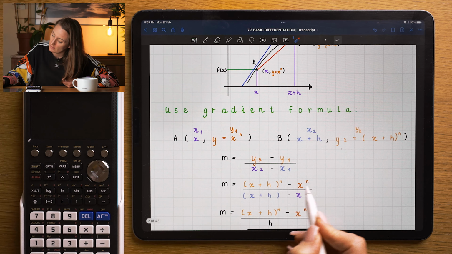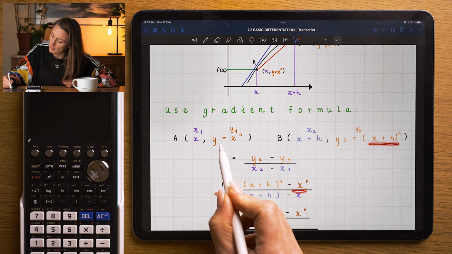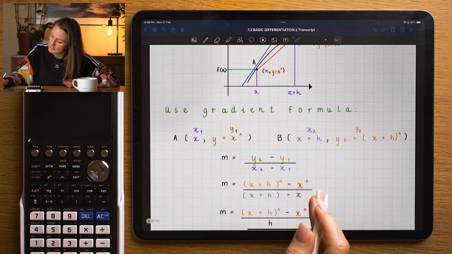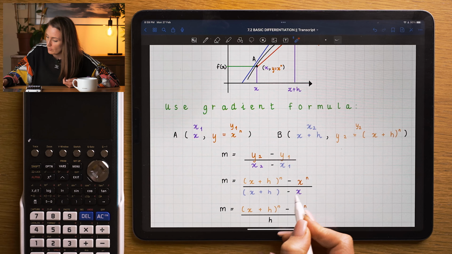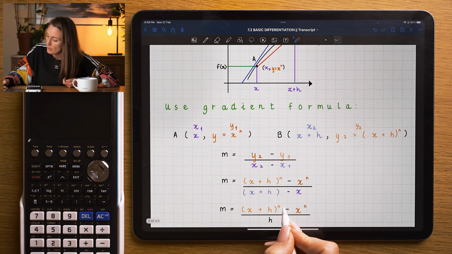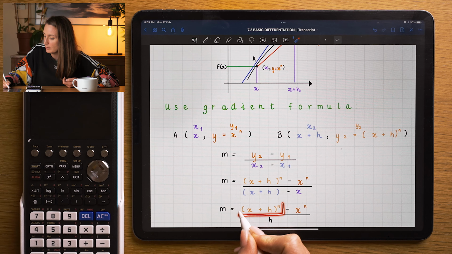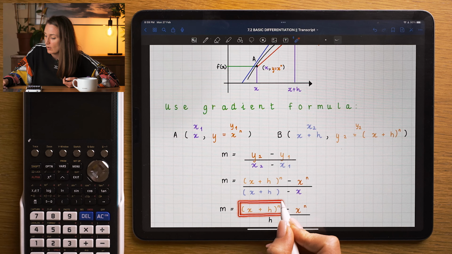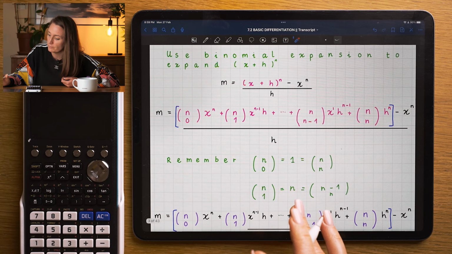Okay, so we have y2 minus y1 on the top, and on the bottom we'll have x2 minus x1. Those two x's are going to cancel out and we're going to be left behind with h. The really cool thing about this proof is that you're going to use the binomial expansion here on x plus h to the n. That's the binomial expansion. We've already learned about that. So I'm going to show you.